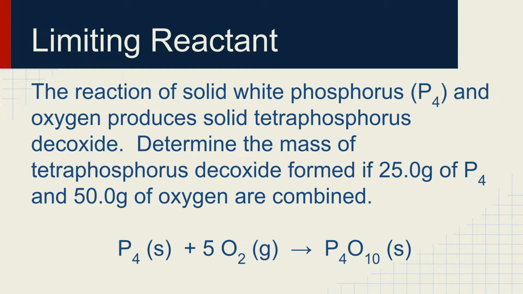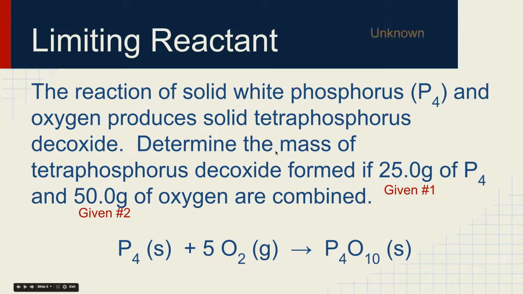So determine the mass of tetraphosphorus digoxide formed if 25 grams of phosphorus and 50 grams of oxygen are combined. So again, you want to think about what's given in this problem. When we look at the specific quantities, we have 25 grams of phosphorus given and 50 grams of oxygen. And if you look at the chemical equation, both of those substances are on the reactant side. So that should be your clue that this is going to be a limiting reactant problem.